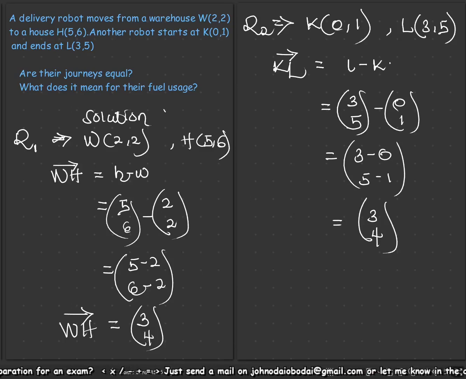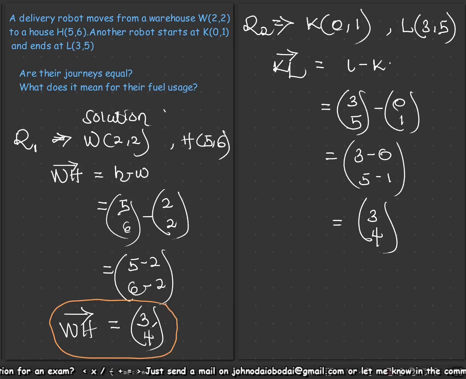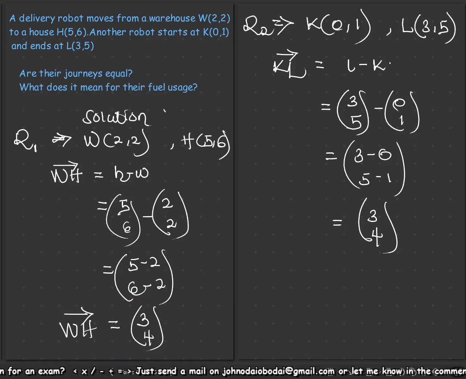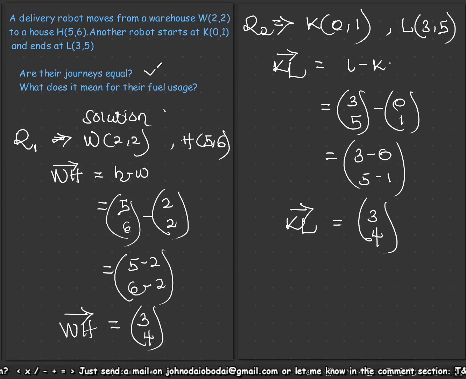Now, if we look at the two values we've solved for, that of WH and that of KL, this is (3, 4) and this is also (3, 4). So it literally means they are the same. Yes, their journeys are equal. That will be the conclusion over here.